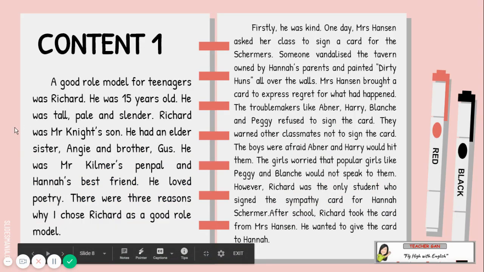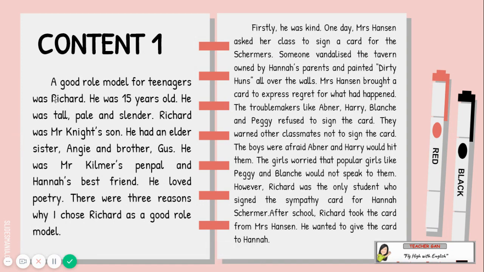So let's look at the model answer for content 1, which is paragraph 2. A good role model for teenagers was Richard. He was 15 years old. He was tall, pale, and slender. Richard was Mr. Knight's son. He had an elder sister, Angie, and brother, Gus. He was Mr. Kilmer's pen pal and Hannah's best friend. He loved poetry. Okay, so next one you can write.